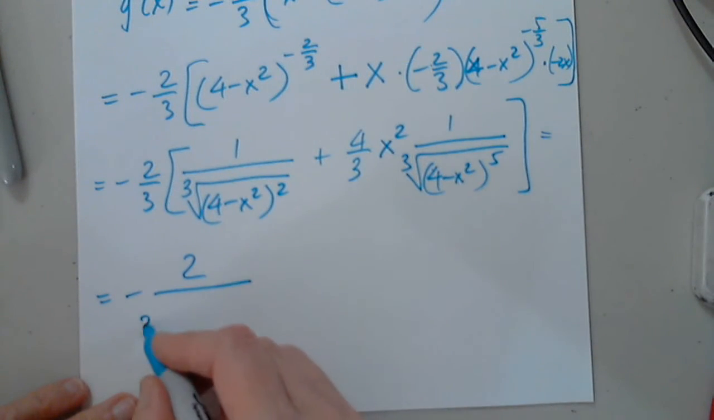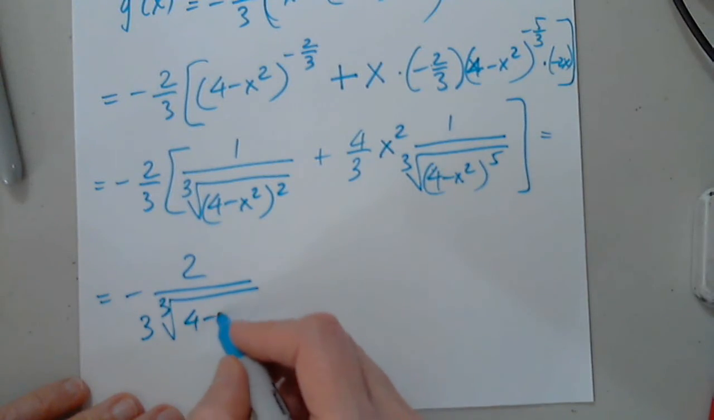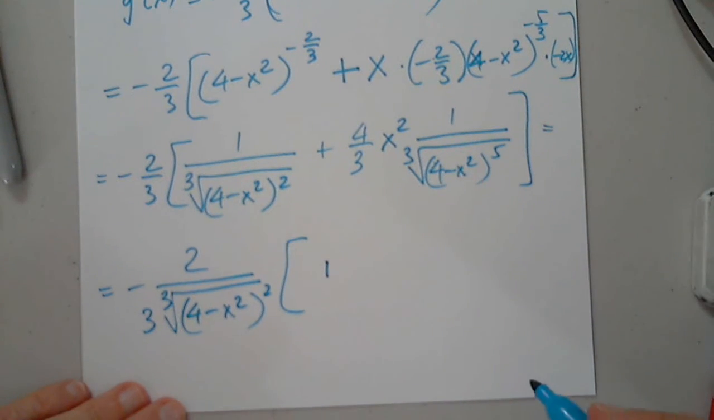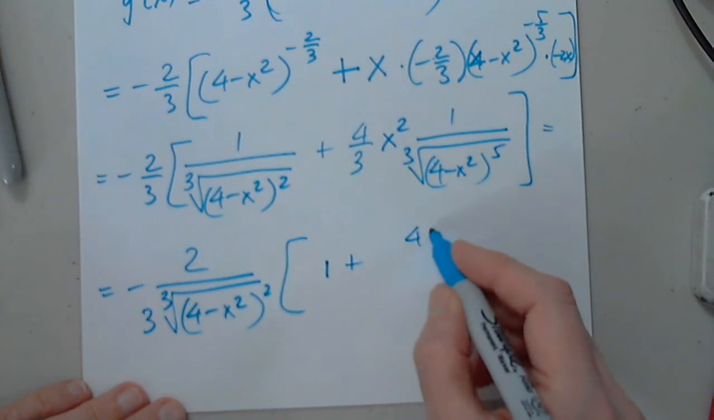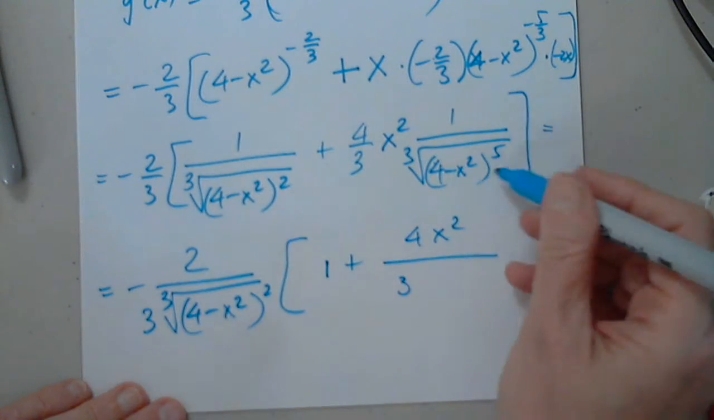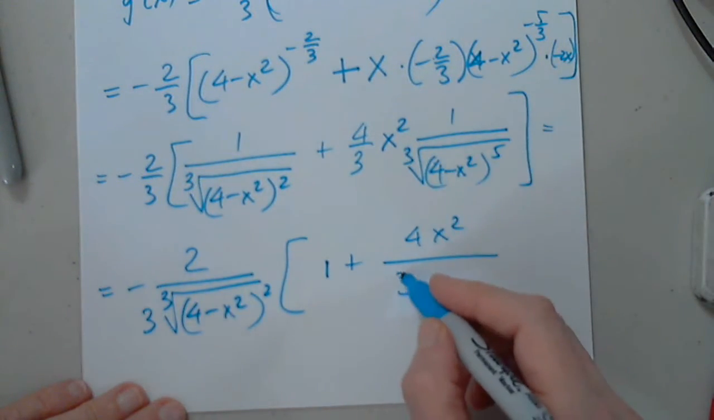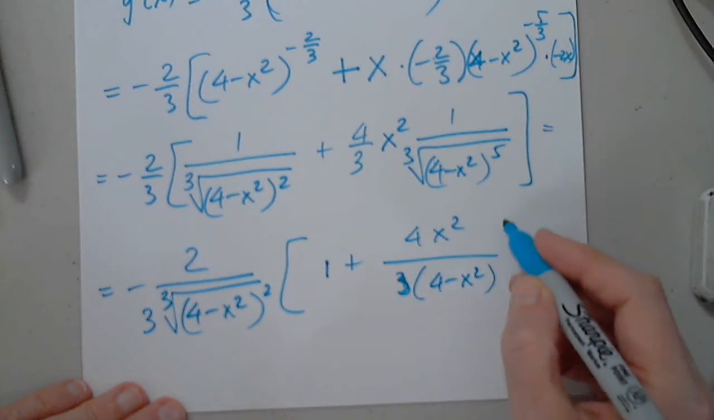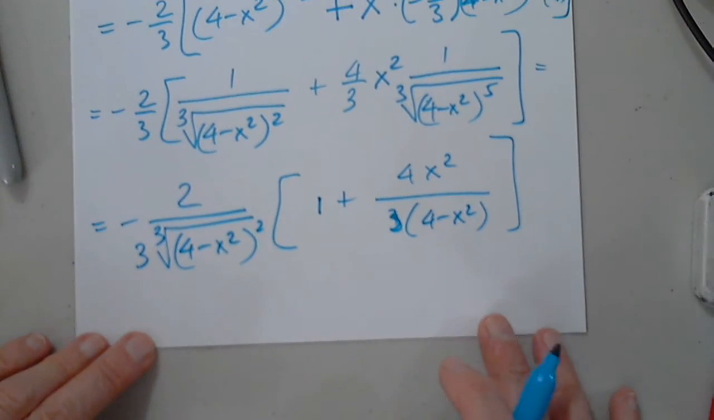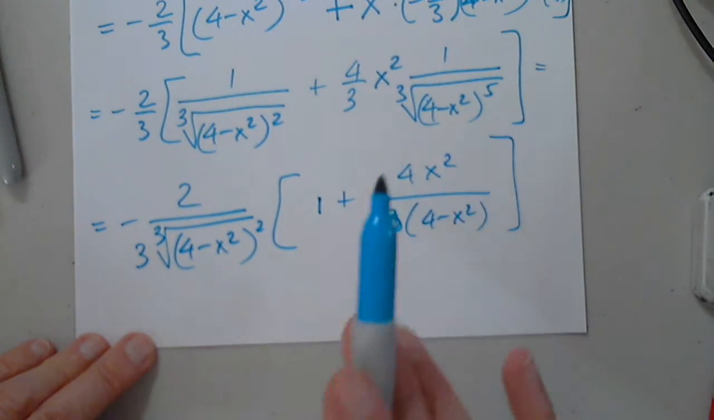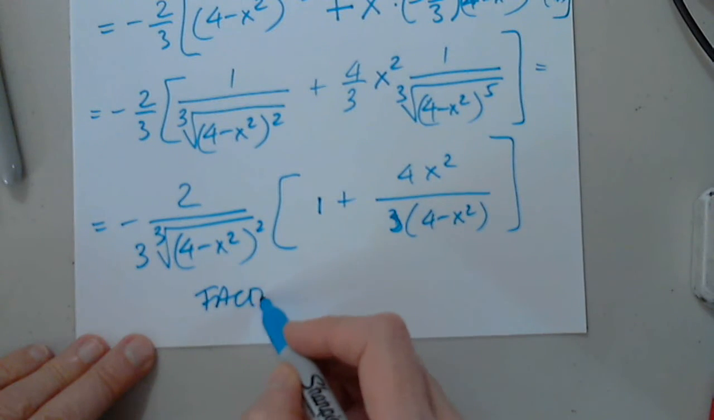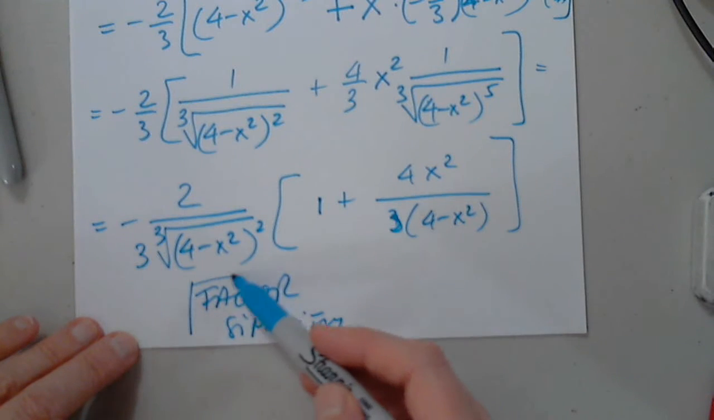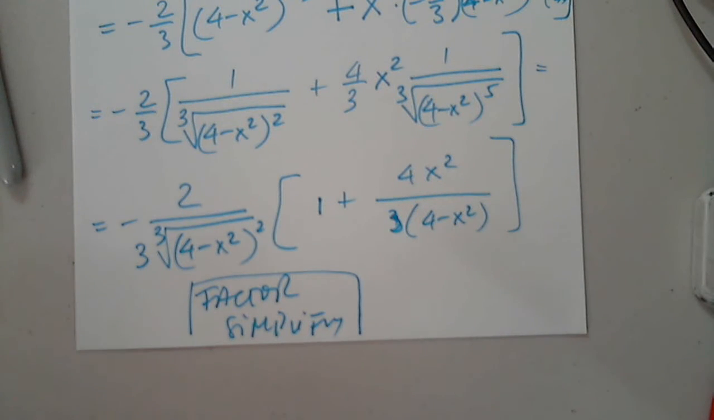So I'm at -2 over 3, the cube root of (4 minus x squared) squared. This is 1. And this is plus 4x squared over 3. And what is left, there are 3. 3 over 3 is 1. So 3 in front, and 4 minus x squared. Without this technique, remember, always factor, simplify. This has to be in the back of your mind at all times.